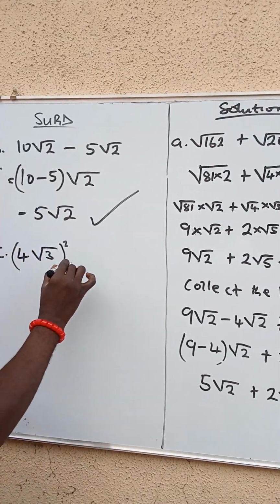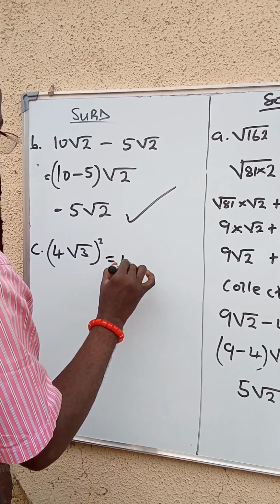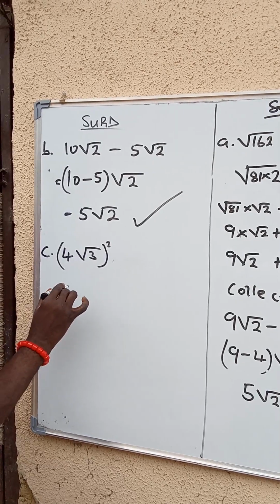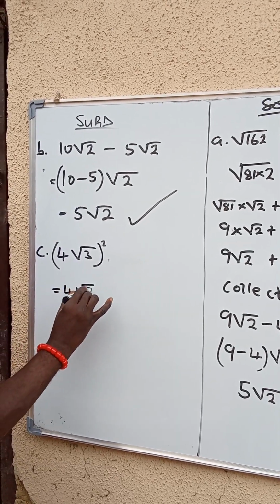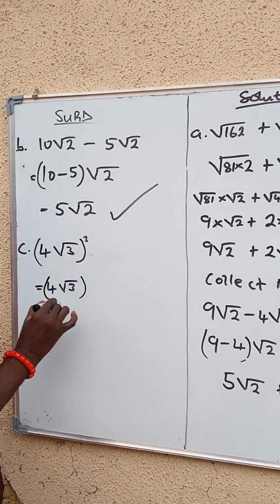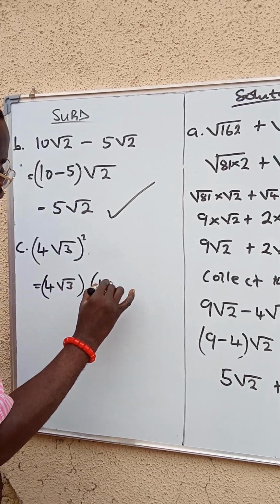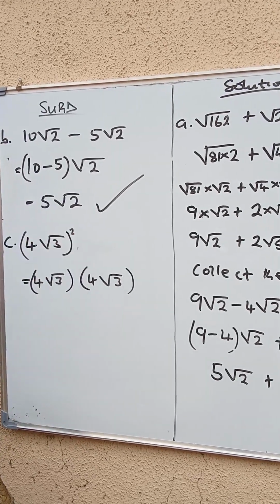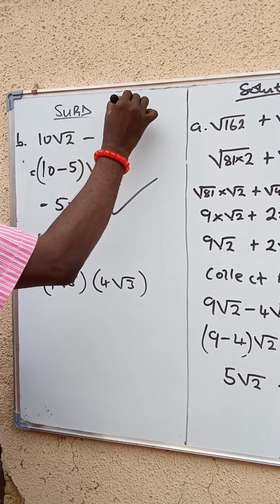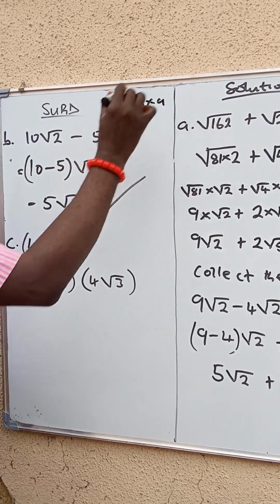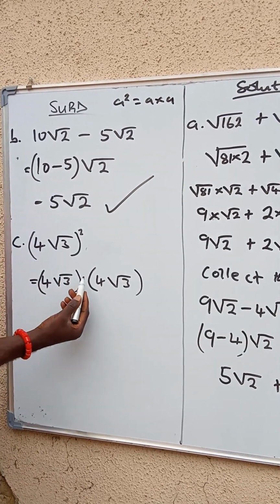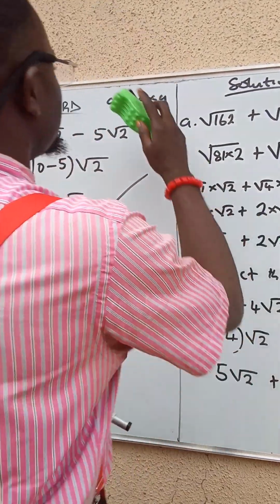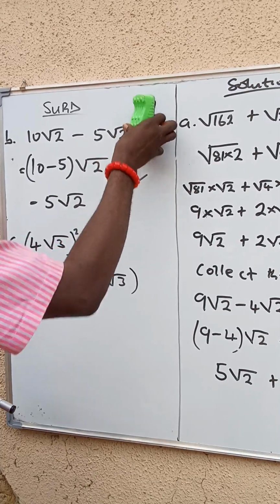Now this simply means that, let me bring it down here for you to see. It simply means 4 root 3 multiplied by what? 4 root 3. Yes, because they say squared. Just like when you give me a squared is equal to a times a. So since there's nothing in between them, it's multiplication. Right? That is that about that.